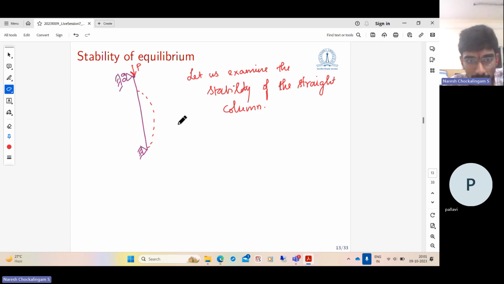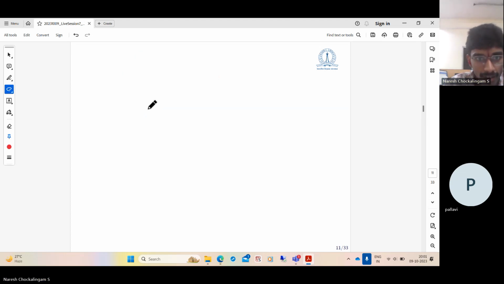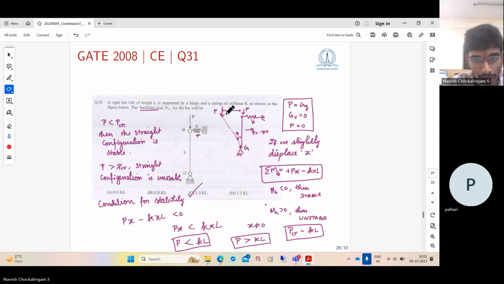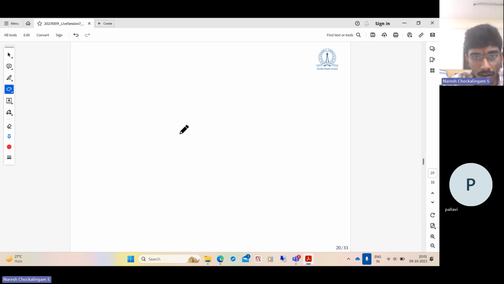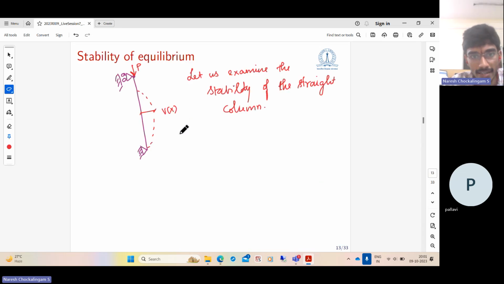So let us displace it by some v of x. Let us displace the column by v of x. In this problem, we just displaced it by x, and everywhere else it is determined because it's a rigid bar. Here it is a deformable column. So let us consider a very small disturbance v of x.